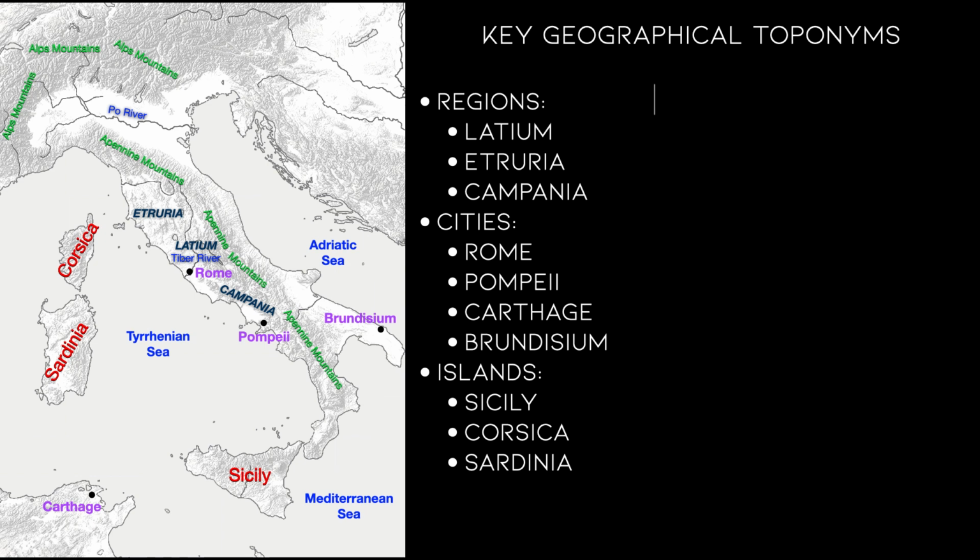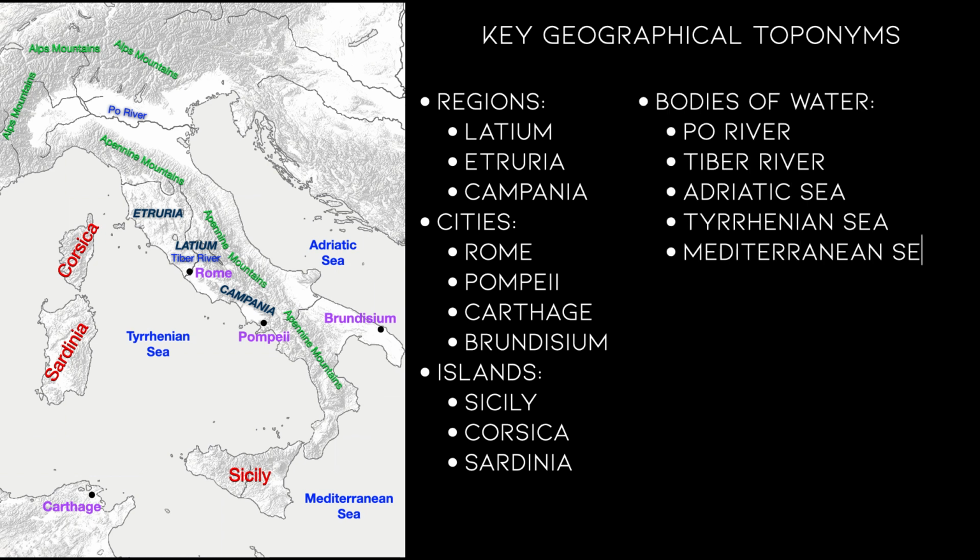A couple of bodies of water, as you can see here. The Po River, which we've already mentioned, coming out of the Alps Mountains, flowing across the Po River Valley into the Adriatic. You want to know, of course, the Tiber River, which is where Rome is situated. The Adriatic Sea on the back side of the boot. We've got the Tyrrhenian Sea on the front side of the boot. And of course, the Mediterranean Sea is the larger body of water that all these smaller seas are a part of.